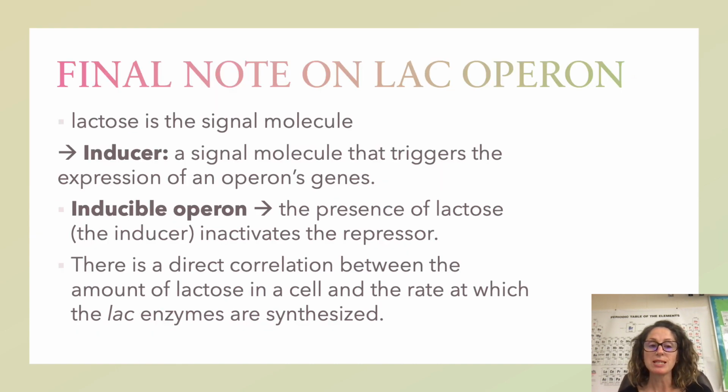Okay, so lactose is the signal molecule. Lactose is what's in the environment telling the cell what to do. It is considered an inducer. It's a signal molecule that triggers the expression of an operon's genes. So with the presence of lactose, the lactose metabolizing genes can be expressed. The lac operon is considered an inducible operon. So the presence of lactose, the inducer, inactivates the repressor and allows, again, transcription to happen.